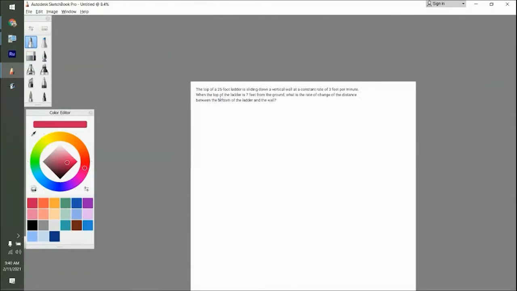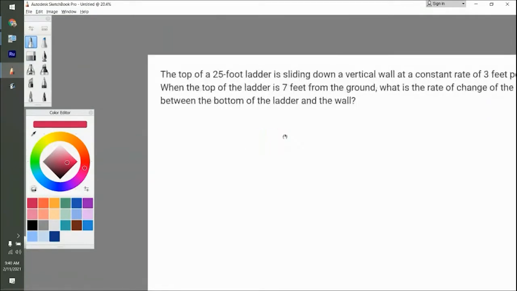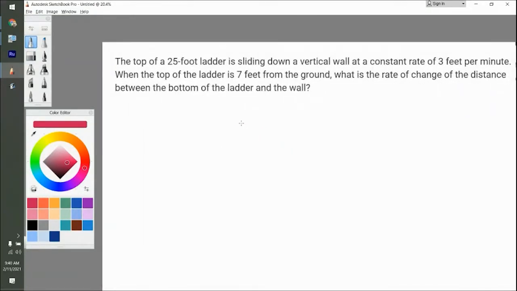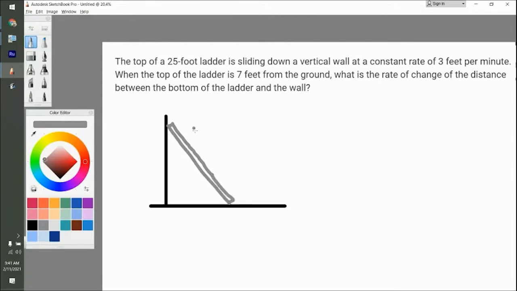So it says the top of a 25-foot ladder is sliding down a vertical wall at a constant rate of 3 feet per minute. Okay, so here we go. Let's draw this out. So here's that wall. It's a vertical wall. Here's the ground. The ladder is going to be here. This is going to be the side view of the ladder, apparently. Okay, and this is going to be 25 feet.